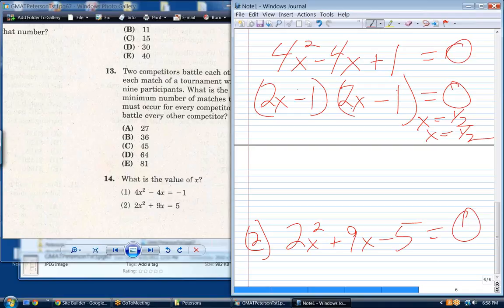In other words, you have to end up with two things that are exactly the same for you to come up with an exact value for x. This is going to have factors at best 5 and 1. So the answer is A. Right, A alone.